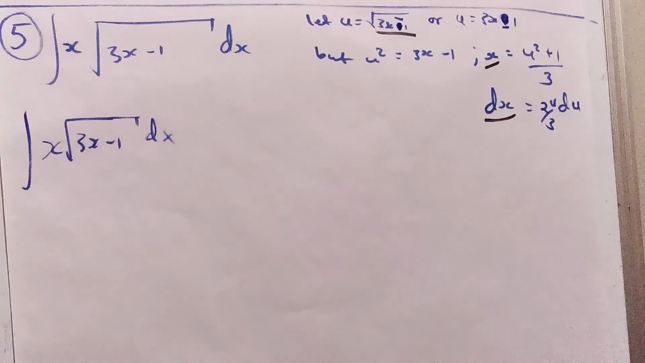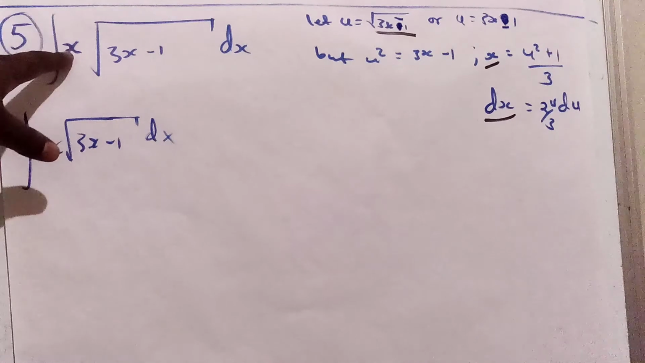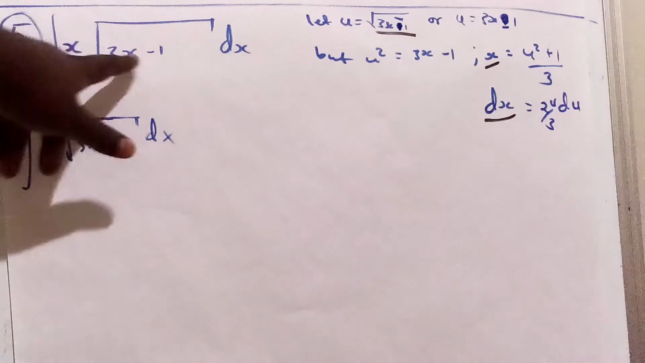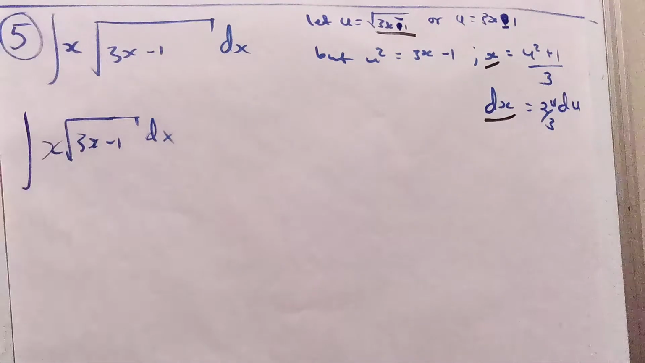Thank you for being this patient. Now, the last question. Integral of x times the square root of 3x minus 1 dx. If you differentiate x, you don't get 3x. If you differentiate 3x, you don't get x. So there's no function and derivative here.